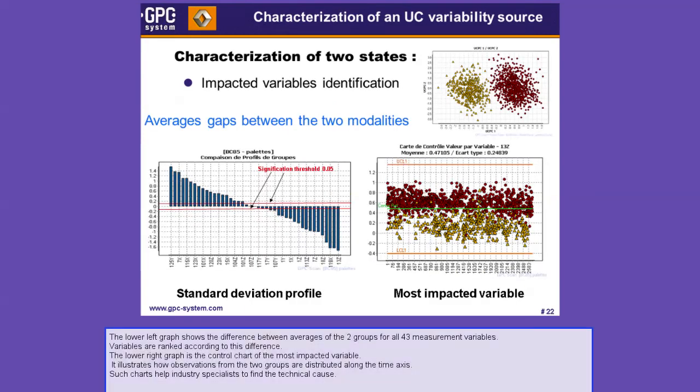The lower left graph shows the difference between averages of the two groups for all 43 measurement variables. Variables are ranked according to this difference. The lower right graph is the control chart of the most impacted variable. It illustrates how observations from the two groups are distributed along the time axis. Such charts help industry specialists to find the technical cause.